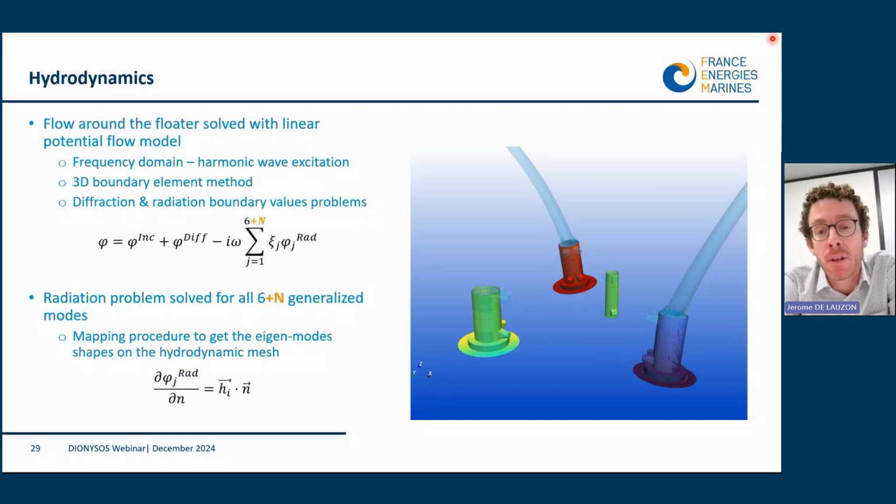On the hydrodynamic part, the idea is to solve the flow around the floater using a linear potential flow model. So in frequency domain, using harmonic wave excitation. And then we use the 3D boundary element method to solve the diffraction and radiation boundary value problems. And the key point in what we do here for hydroelasticity is that we will solve additional boundary value problems for the radiation of those additional vibration modes. So instead of solving 6 radiation problems, we'll solve 6 plus n radiation problems.